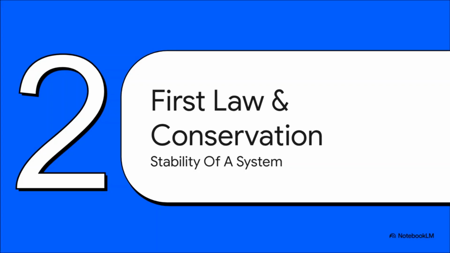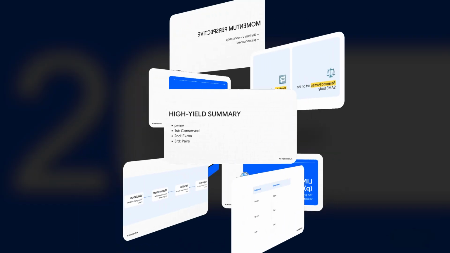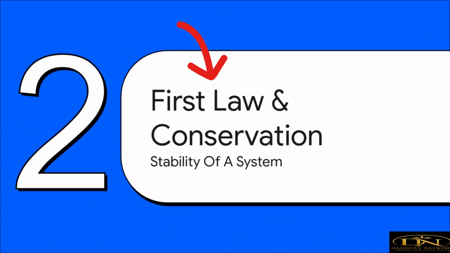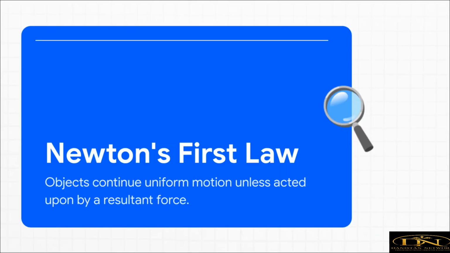Moving into Section 2, the first law and conservation. Because once we've defined momentum, we really need to see how it behaves when a system is completely undisturbed. Newton's first law strictly states, every object continues in a state of rest or uniform velocity unless acted upon by a resultant force. This right here is the absolute baseline of systemic stability.